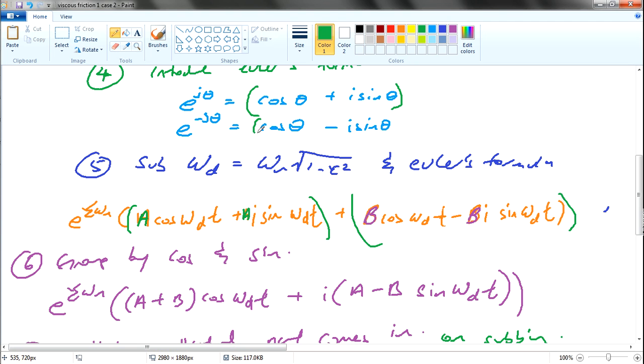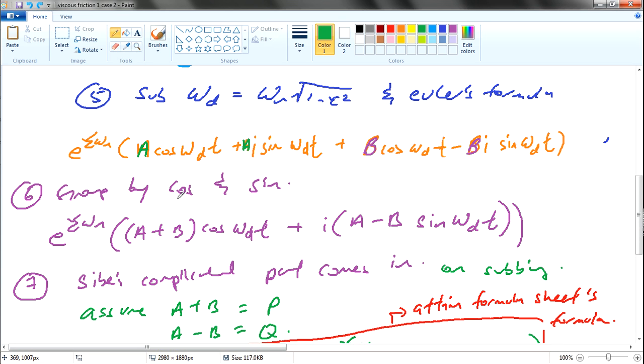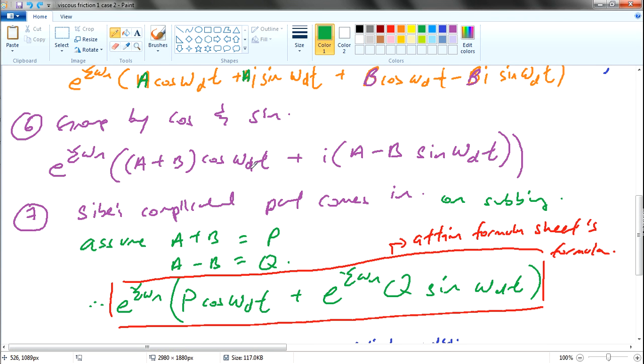So it takes on somewhat this form. Hope you get what I mean. Now you have this equation already. You group them by cosine and sine. So you know there are cosine terms and there are sine terms, and therefore (a + b) cosine blah, plus i(a − b) sine blah blah.